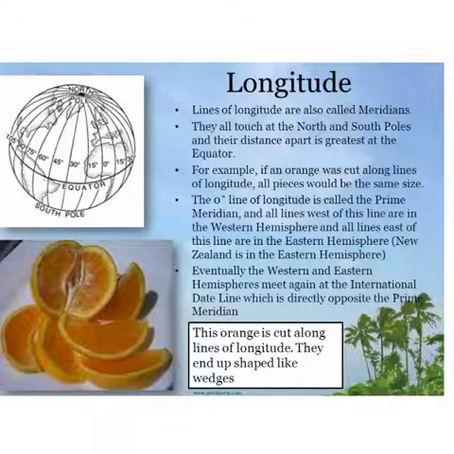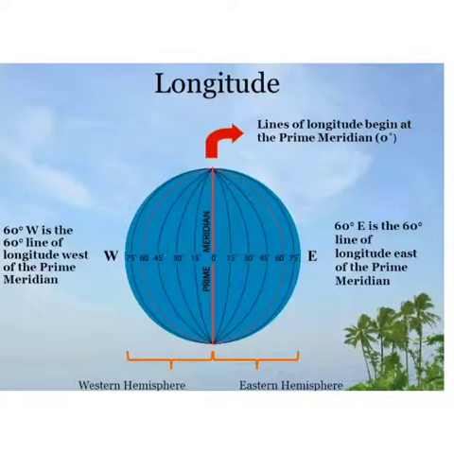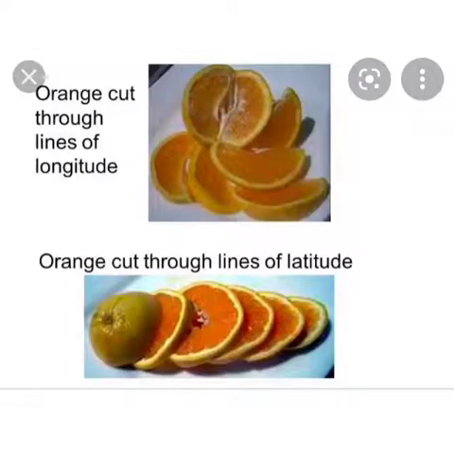Look at this orange. This orange is cut along lines of longitude. They end up shaped like wedges. Lines of longitude begin at the prime meridian, 0 degrees. The middle line is also called the prime meridian. 60 degrees west is the 60-degree line of longitude west of the prime meridian, and 60 degrees east is the 60-degree line of longitude east of the prime meridian. Now students, look at this orange: one cut through lines of longitude and one cut through lines of latitude.